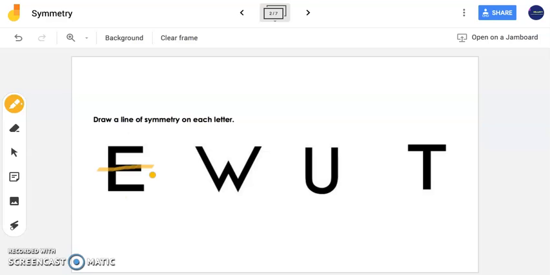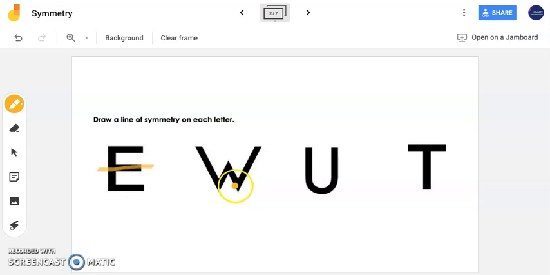And that's showing you that there's an equal amount above and under this line. And folding that piece of paper on the line of symmetry will help you determine that. If it goes on top of each other and there's the exact same amount, you're going to find that that line of symmetry is an accurate line of symmetry.